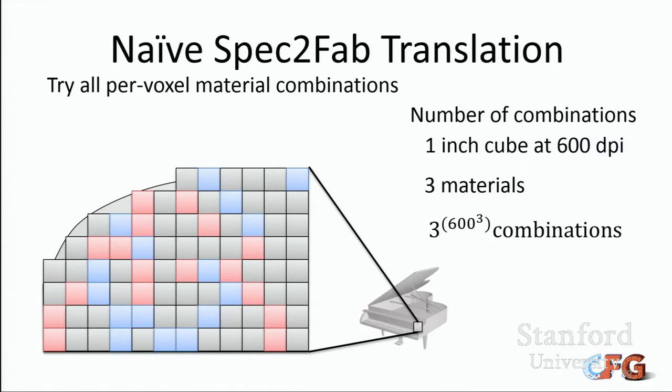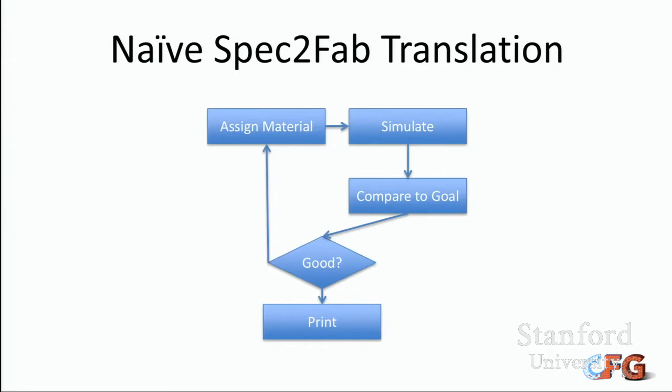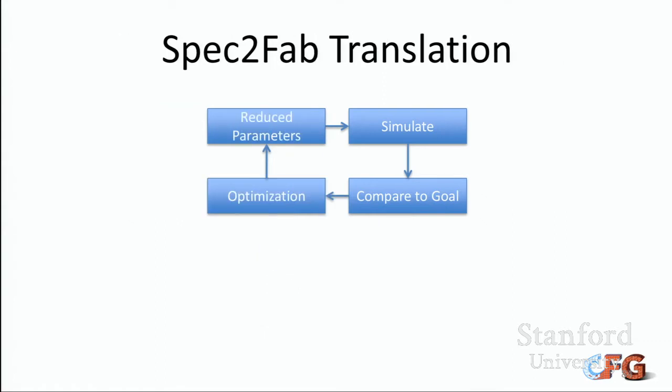If you apply this to 3D printing, especially multi-material 3D printing, this really doesn't work. Basically, it's really not possible to try all possible combinations. So this really doesn't work. This naive spec-to-fab translation process has to be changed in some ways, and we changed it in the following ways.